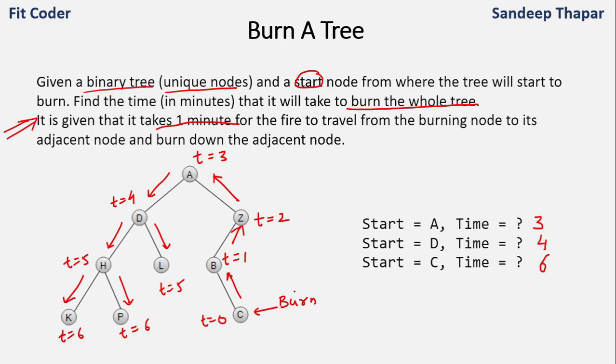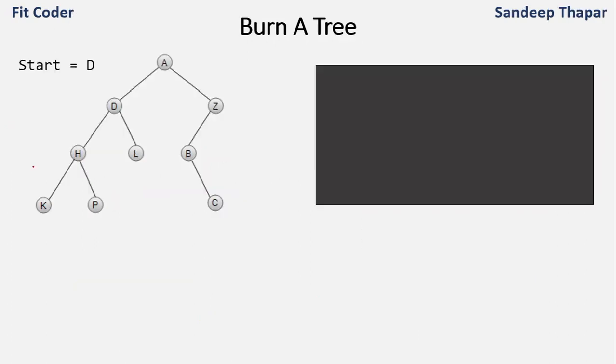So you will be given a tree and a start node, and you have to find out how much time will it take to burn down the entire tree. Now let's see how we can do this. So one important point is that fire can travel up the tree as well. So basically the fire can travel in 3 directions: left, right and up.